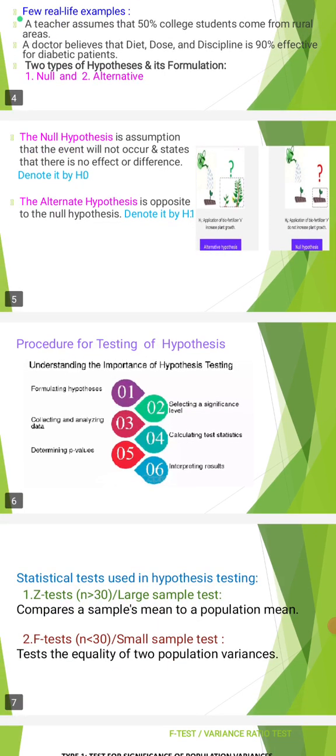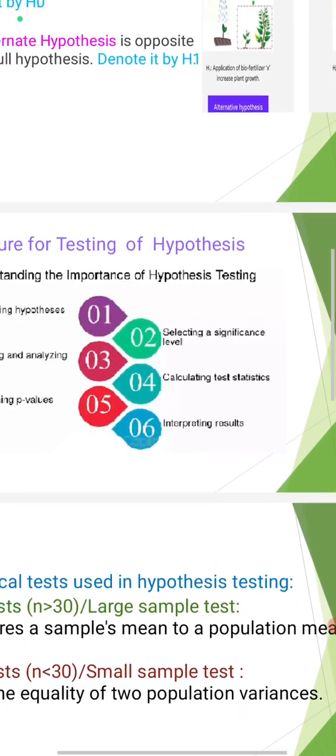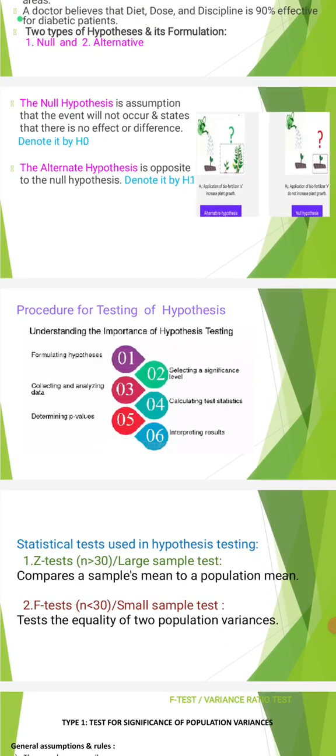The next, determine the table value using degrees of freedom. Then finally, interpreting the result, that is comparing the table value and the calculated value. Then finally write the conclusion.